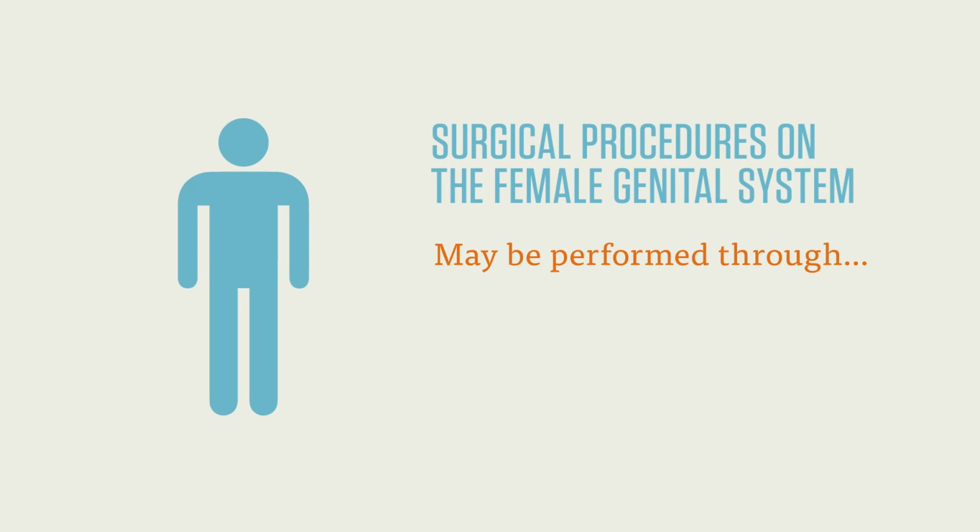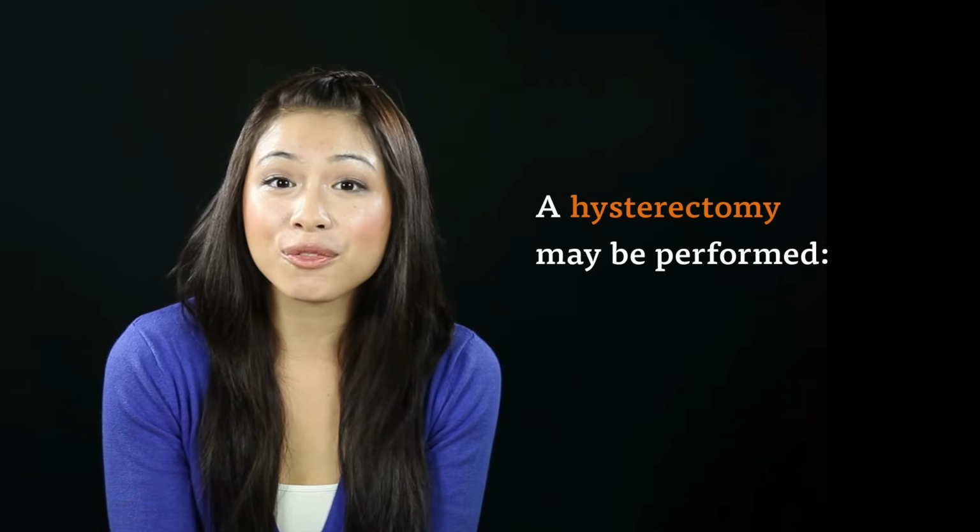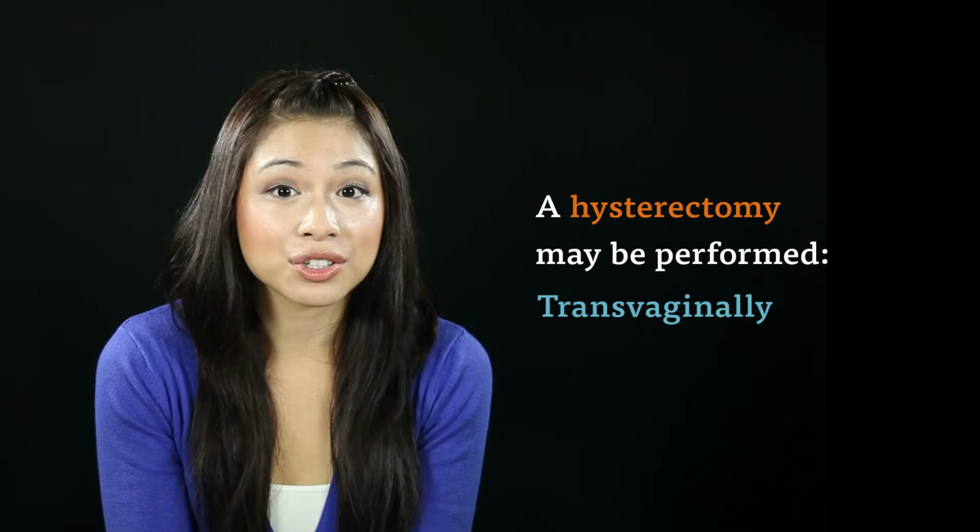Surgical procedures on the female genital system may be performed through incisions in the abdomen, via laparoscopy, or transvaginally. It's very important to pay attention to how the procedure is performed. A hysterectomy, for example, may be performed laparoscopically, transvaginally, or via incision. You don't get the question right just for picking out the hysterectomy. In other words, you have to code how they performed it.